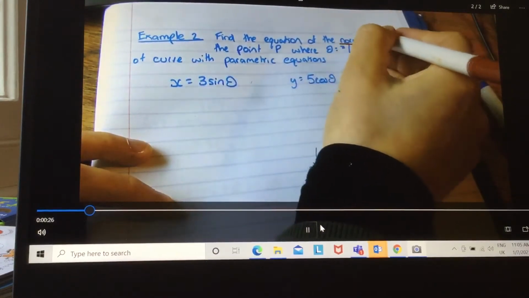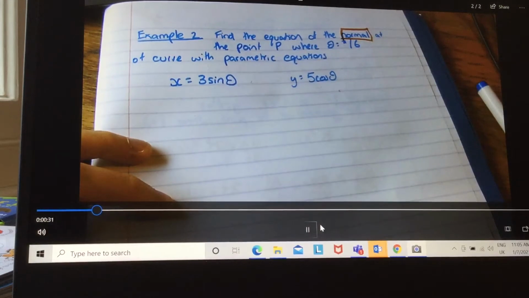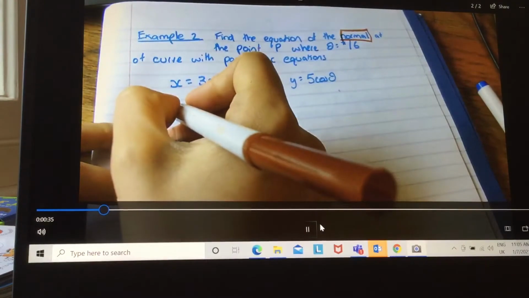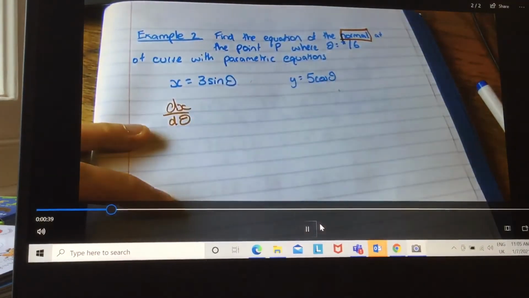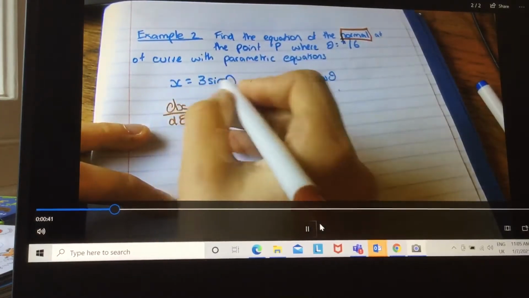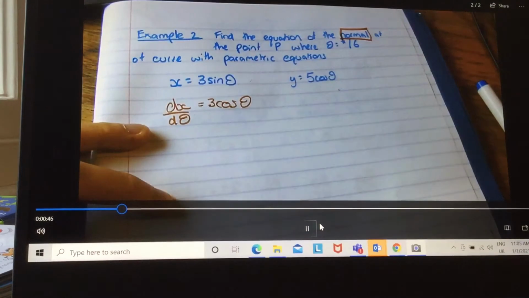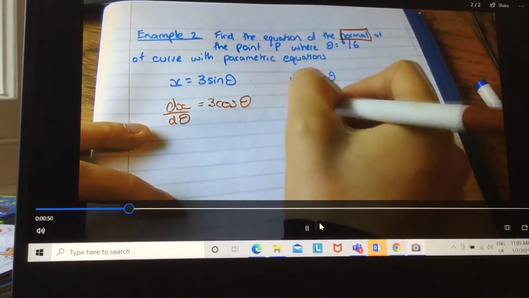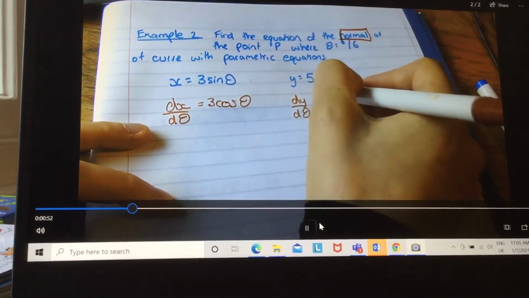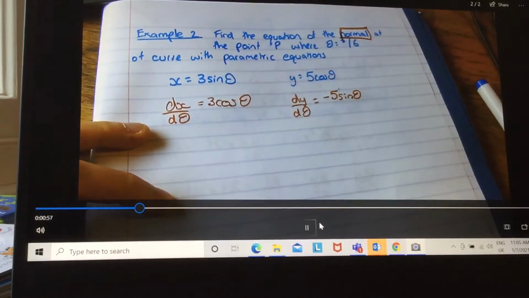You see the word normal and you think, oh, I need the gradient of the tangent, and then I can use the reciprocal of the gradient to find the gradient of the normal. So the first thing you want to do is differentiate dx by d theta this time, because it's theta, and that is going to be equal to 3 cos theta, because the differential of sine is cos. And dy by d theta is going to be equal to minus 5 sine theta, remembering that cos goes negative.